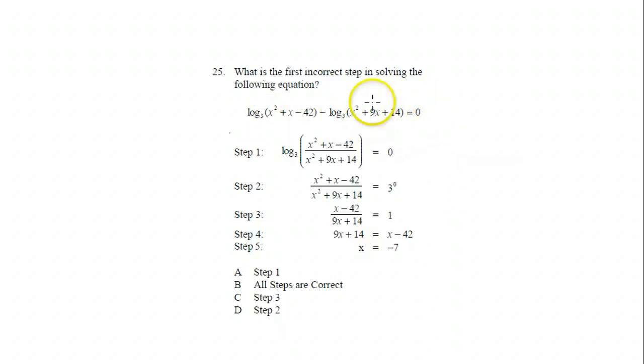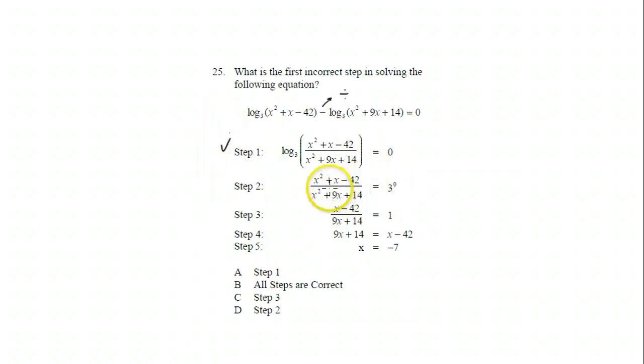First thing I note here is that I have a minus sign in between two logs. If I wanted to solve a log equation, remember our first step is to simplify this, and I would have to condense this into a single log. Now, minus condenses to division. So I should have the first thing divided by the second thing. And we look at step 1, and that's exactly what they did. They condensed subtraction into division, the first part divided by the second part. So step 1 is okay.